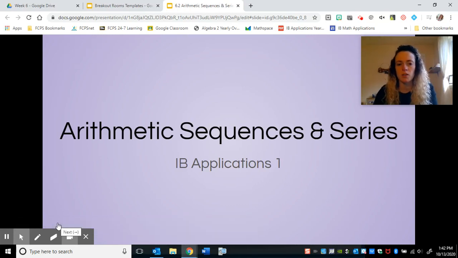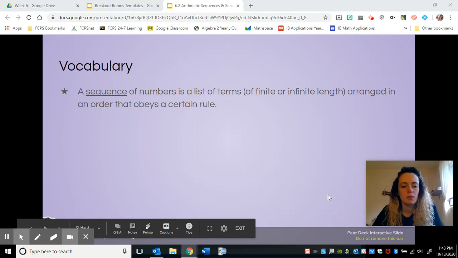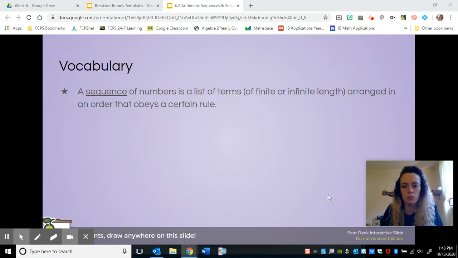What's up, everyone? Today we're going to talk about arithmetic sequences and series. All right, so first up, some vocabulary. A sequence of numbers is a list of terms arranged in an order that obeys a certain rule. It's very general. It can be finite, meaning it stops, or infinite, meaning it goes on forever and ever.